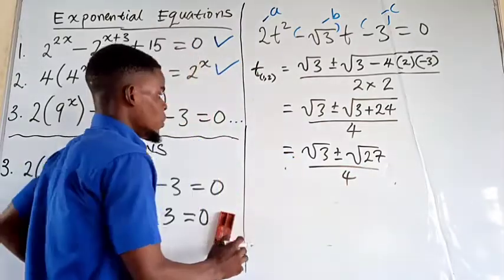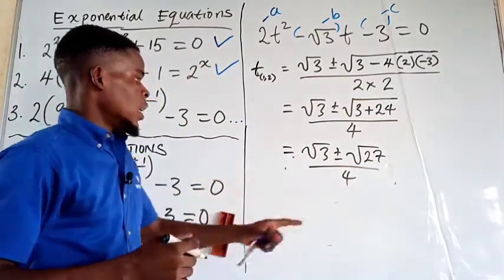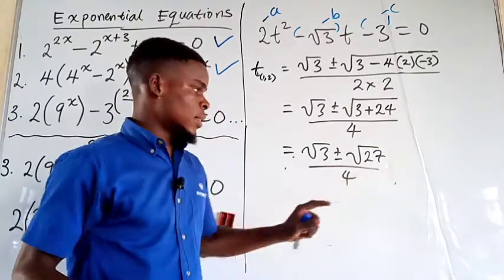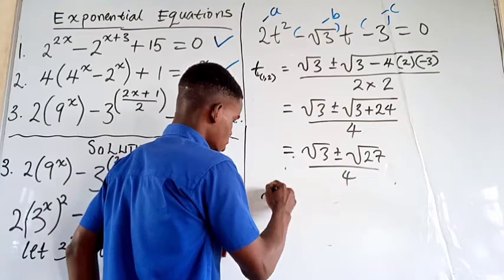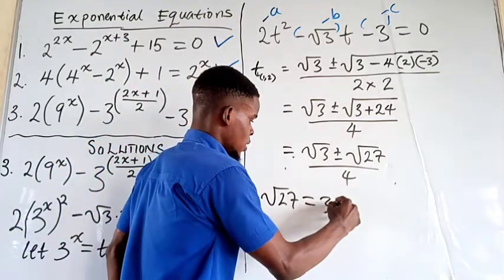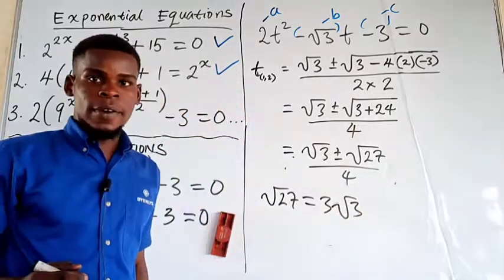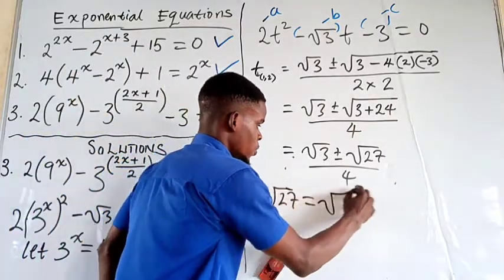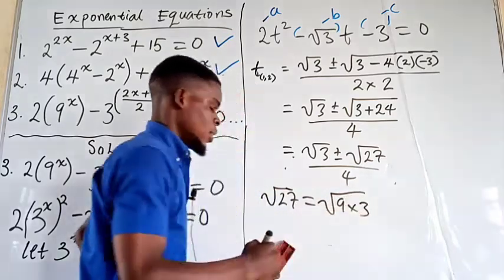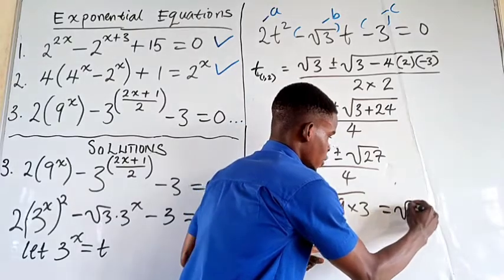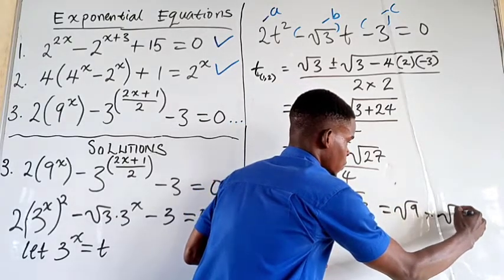Okay, so maybe I would just like to split this. Alright, here we can rewrite this as, now let me show you something. When we have the square root of 27, this is the same thing as 3 root 3, right? Okay, 27 is the same thing as the square root of 9 times 3. That is 9 times 3 will give us 27, right? We can split this as the square root of 9 times the square root of 3.